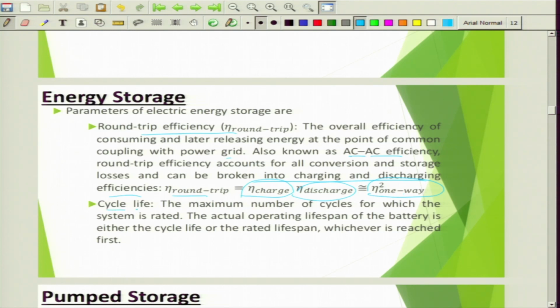So cycle life is another important parameter which indicates the maximum number of cycles for which the system is rated. The actual operating lifespan of the battery is either the cycle life or the rated lifespan, whichever is reached first, because every battery has its own lifespan. There is no device which can give you infinite life. So there are different lifespans for different storages, and we need to operate them within their lifespan, because even if you try to use them beyond it, their efficiency is so poor that it is not worthy to operate or use this storage anymore.